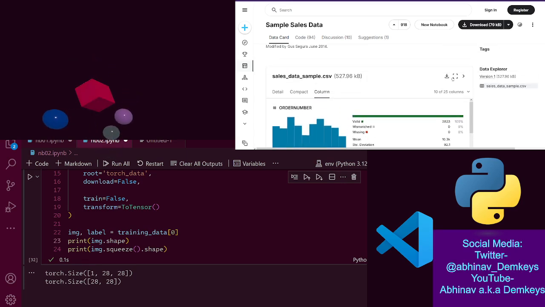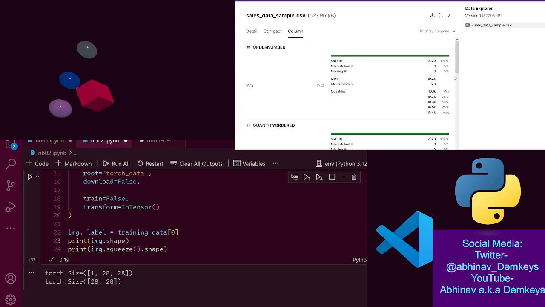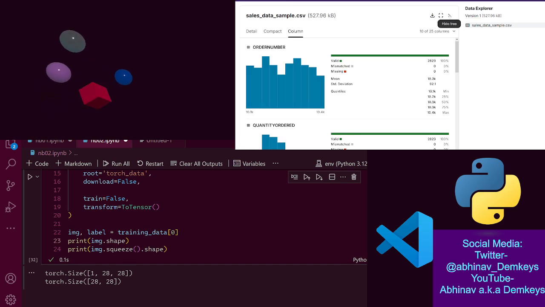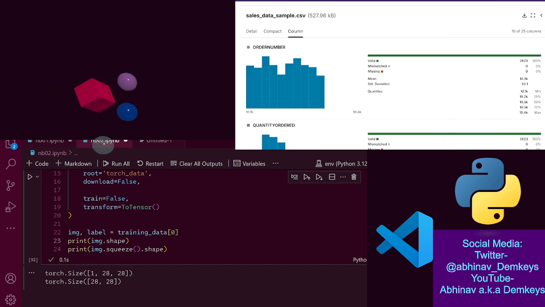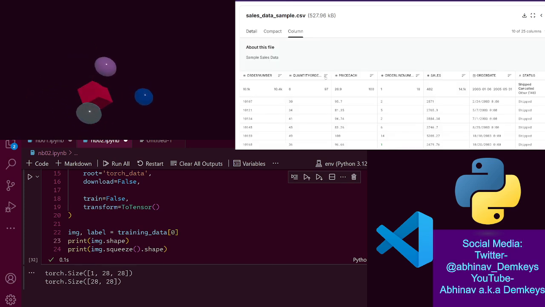Hold on. What is this? Maximize view. What does that do? Oh, you know what? That's convenient. That is convenient. What does this do? Hide tree. Holy shit, I didn't know this was a thing. Okay. That is very convenient. I can probably switch to detail here.